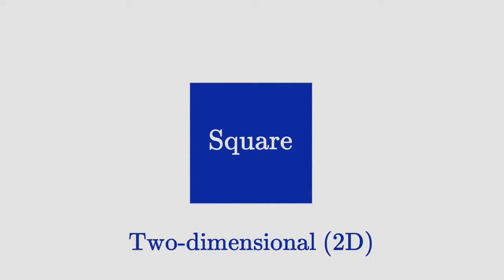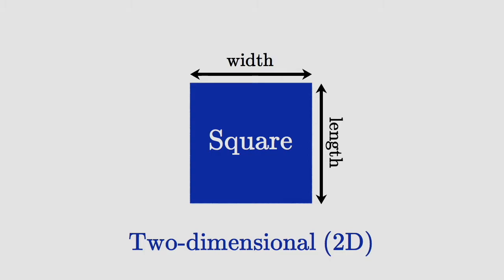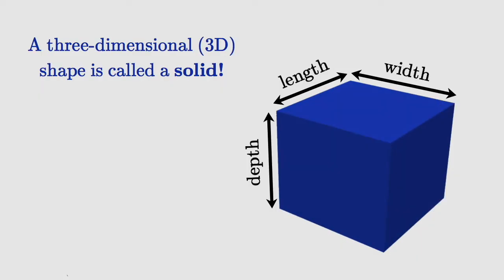Here's one of the most basic shapes of them all, the humble square. A square is a two-dimensional shape. That means it has a certain length and a certain width, and you can measure these with a ruler. However, the square has no depth, which means it's completely flat. But what if you could take a square, do a bit of magic, and suddenly give it depth? Well, then it would become three-dimensional.